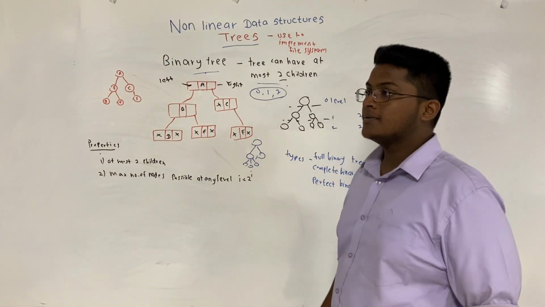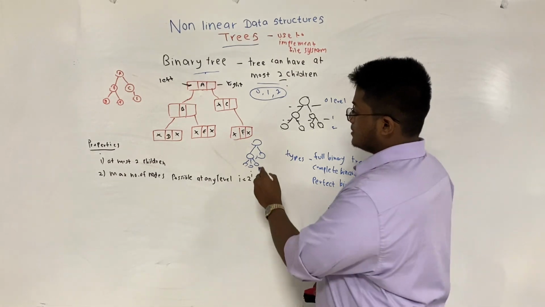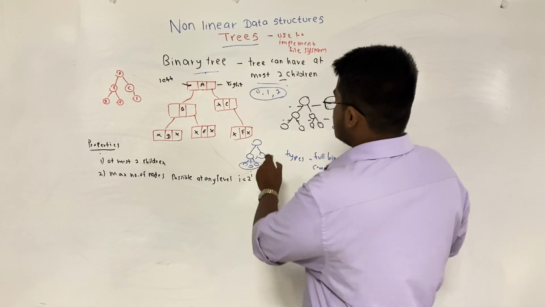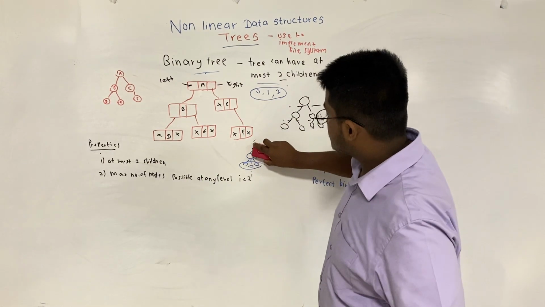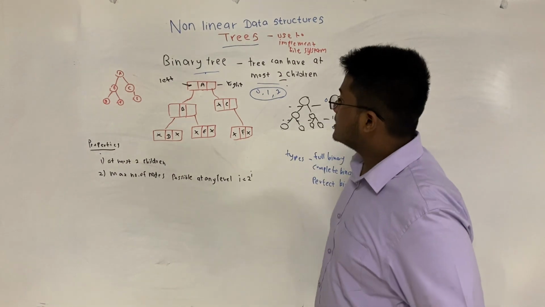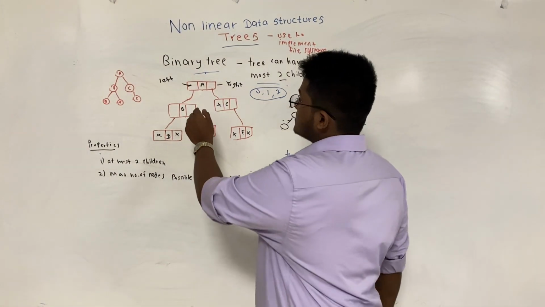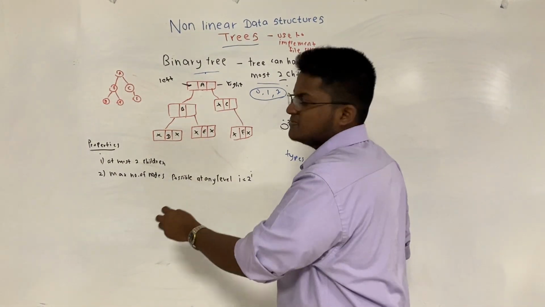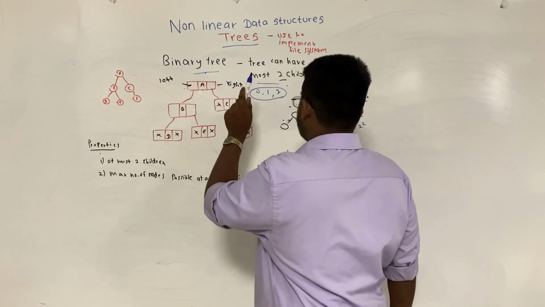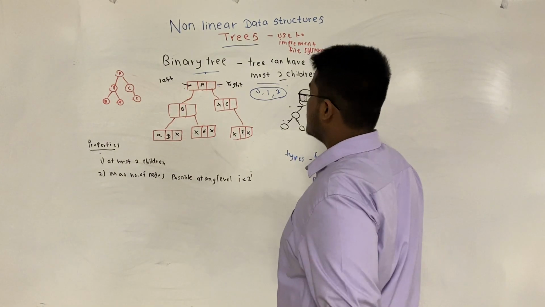Is this a binary tree? No. There are 3. This is not a binary tree, right? And this is the logical representation of the binary tree, right? You can see this is the left subtree and this is the right subtree, right?